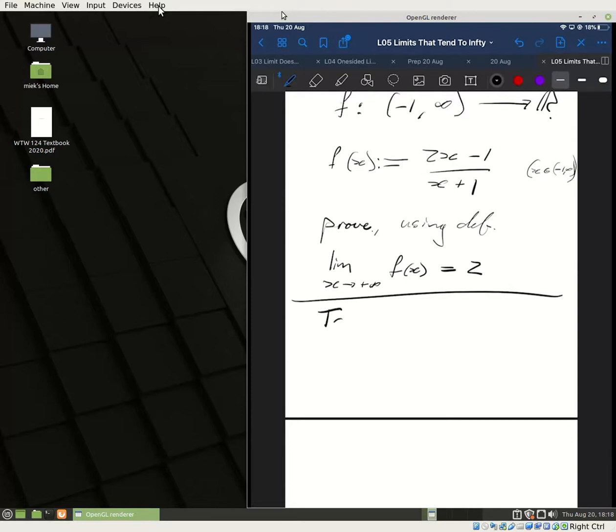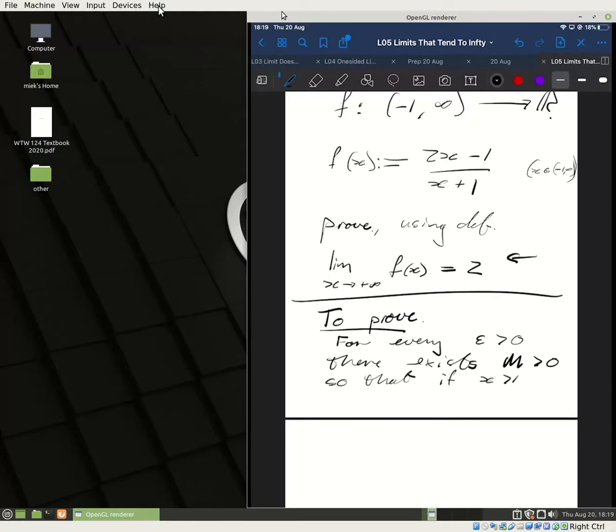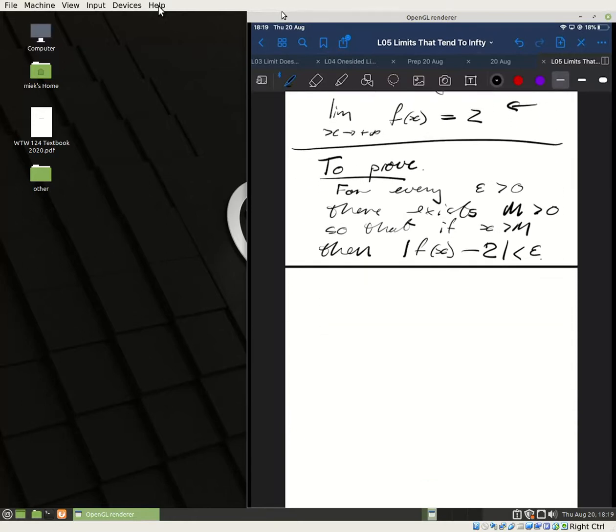So firstly, let's write out exactly what we have to prove. Let's write out what this statement means. It means for every epsilon greater than 0, there exists an m greater than 0, so that if x is bigger than m, then the function value is within an epsilon distance of 2. So this is what we have to prove.